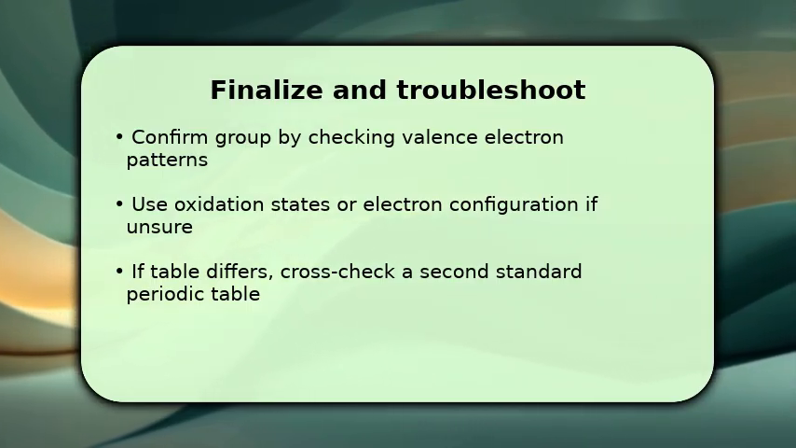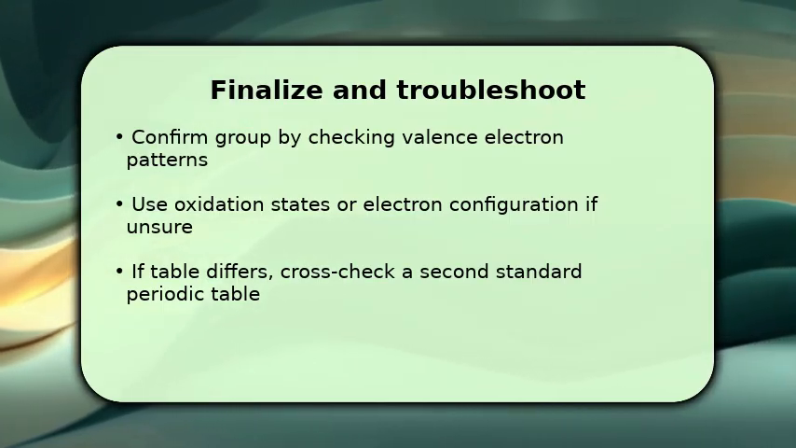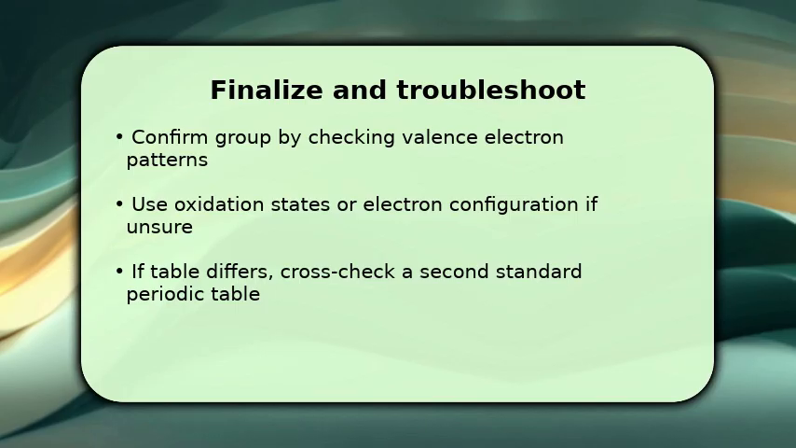If the periodic table you used shows different numbering schemes, make sure to cross-check a second standard table and reconcile differences. If results still confirm.